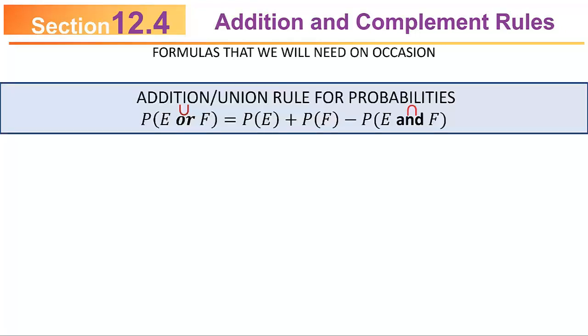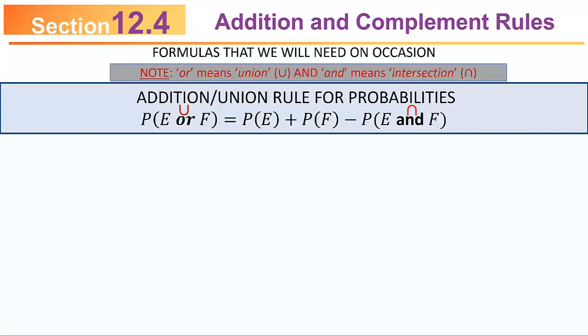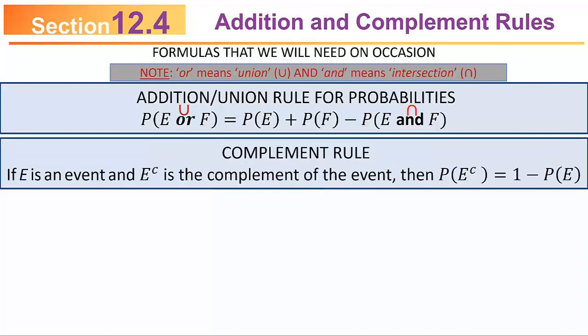The first is called the addition or union rule for probabilities. It simply says that the probability of E or F is equal to the probability of E plus the probability of F minus the probability of E and F. And remember, or means union and means intersection. The complement rule: if E is an event and E with a superscript C is the complement of the event, then the probability of E complement is equal to 1 minus the probability of E.